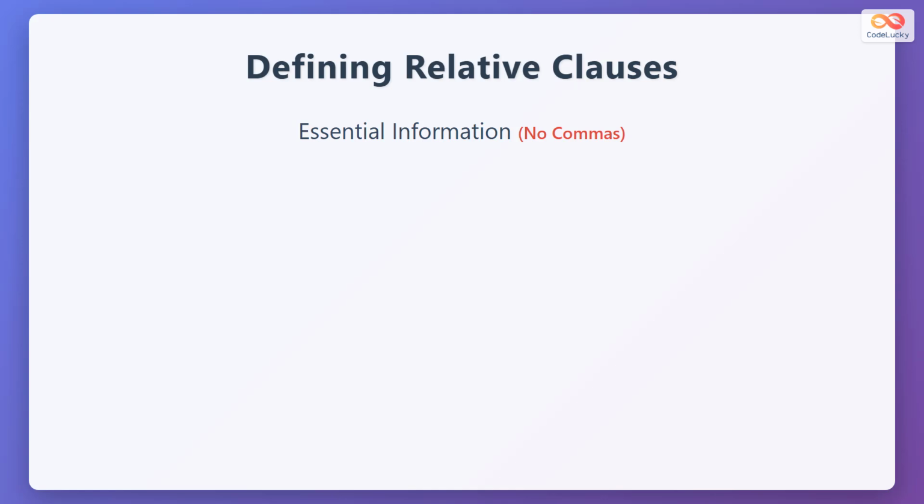Defining relative clauses give essential information about a noun with no commas. These clauses help identify exactly which person or thing we mean. Without them, the sentence meaning changes completely.